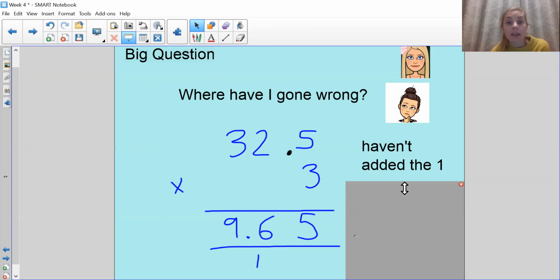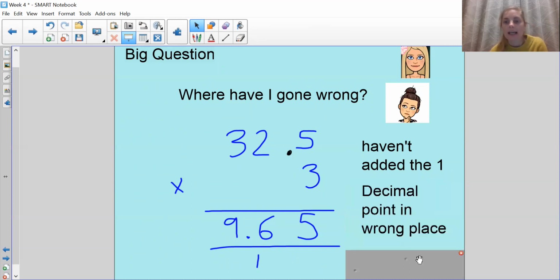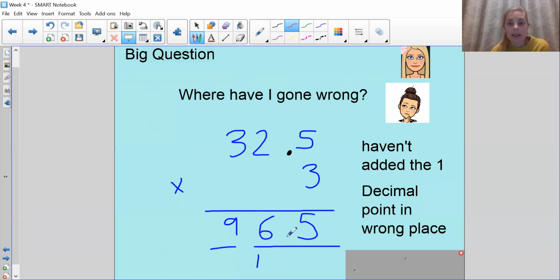And my second one, which I think many of you would have seen first thing, is that my decimal point is in the wrong place. Remember, if there's one digit after the decimal, then I have to put my decimal, counting one digit and then putting the decimal. So there, I've got one digit after my decimal, one digit after my decimal, okay?